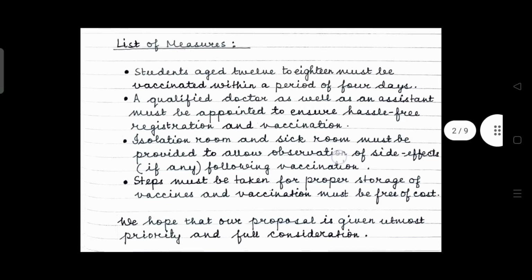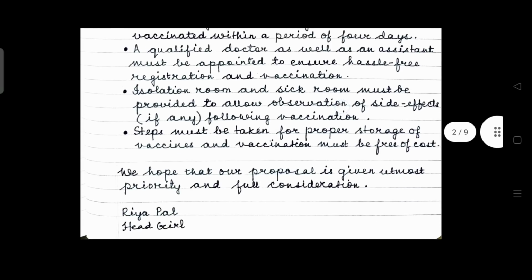Next, leave one line and write an appropriate ending. We hope that our proposal is given utmost priority and full consideration. This is the ending. The language must be appropriate to the topic. Since this topic is on vaccination, see how I have used language specific to that topic. And then leave another line and write down the name and designation.